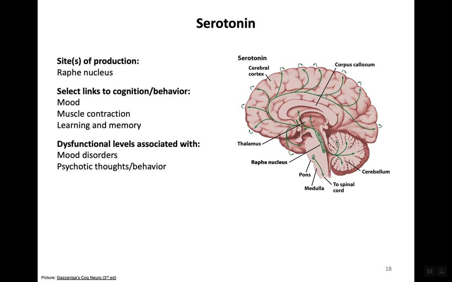As you might expect, dysfunctional levels of serotonin have been associated with mood disorders. So, for instance, levels that are too low are believed to lead to depression. And as a side note, some of the first antidepressants developed in the 60s were trying to regulate serotonin, to up the levels of serotonin as a way to treat depression.